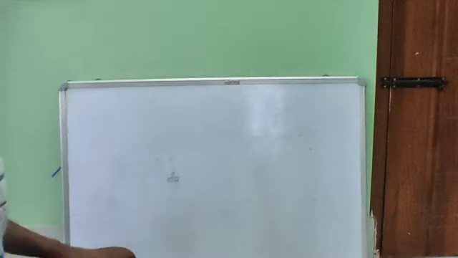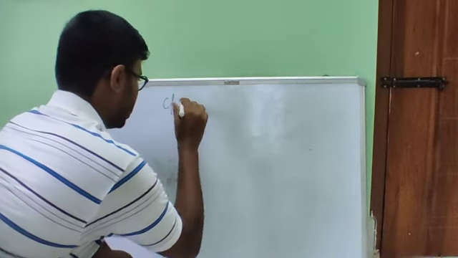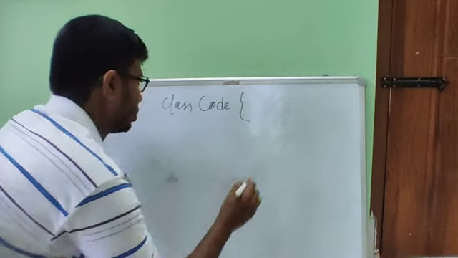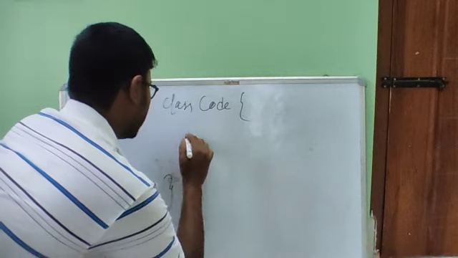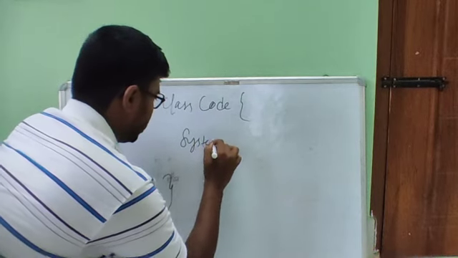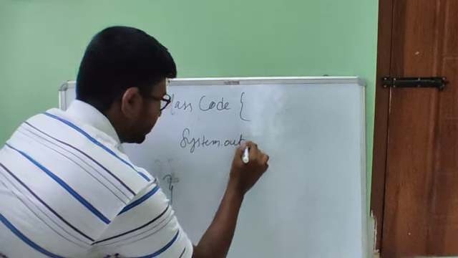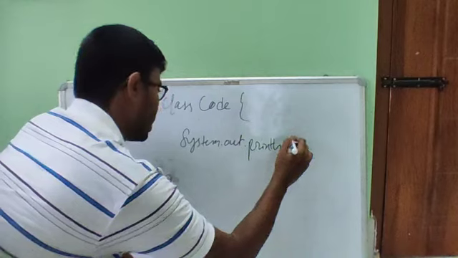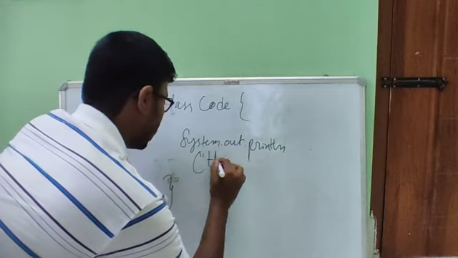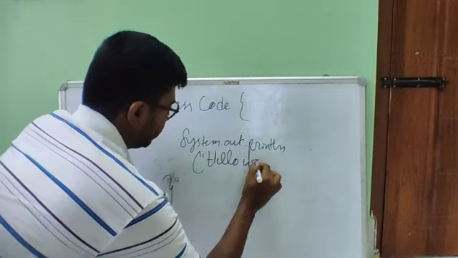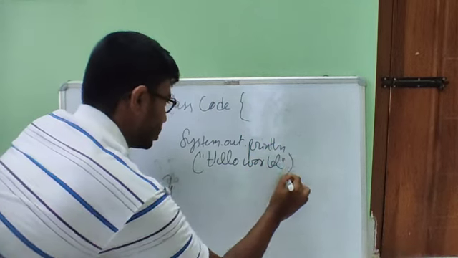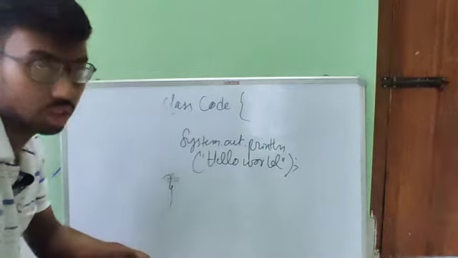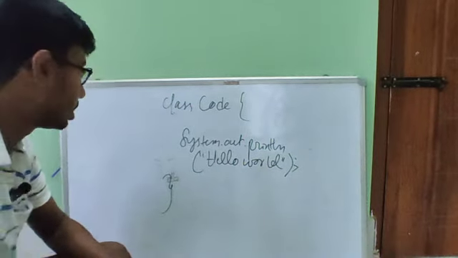Okay, so suppose you write one code such as class code. Okay, so this is the piece of code. Here you write system.out.println, and here you write hello world. Okay, so how does this code actually work when you execute it?